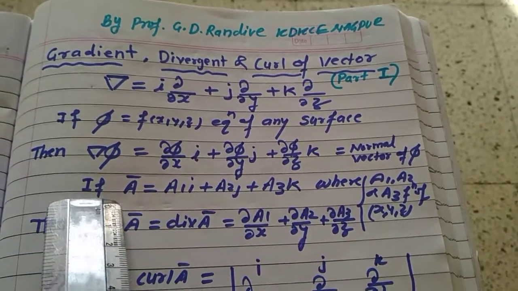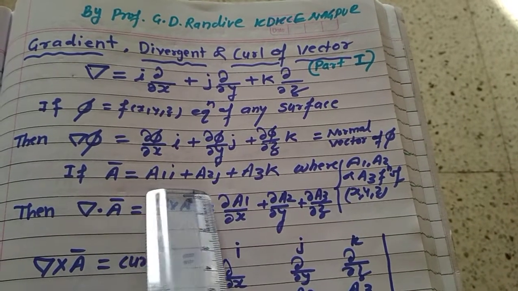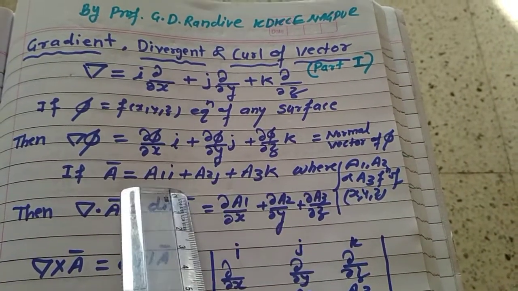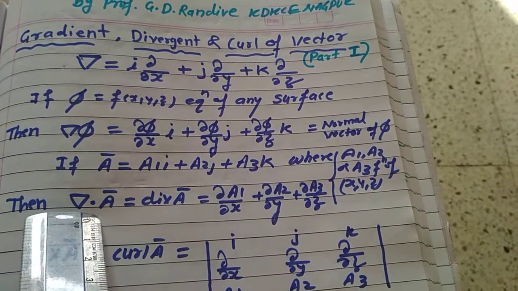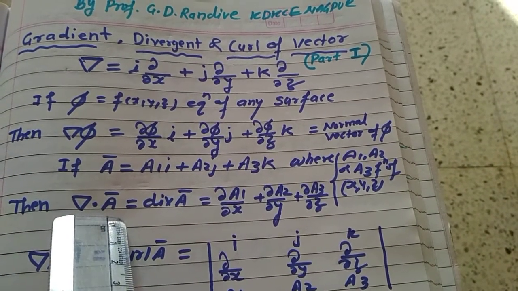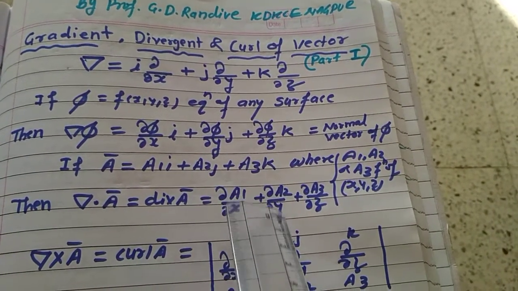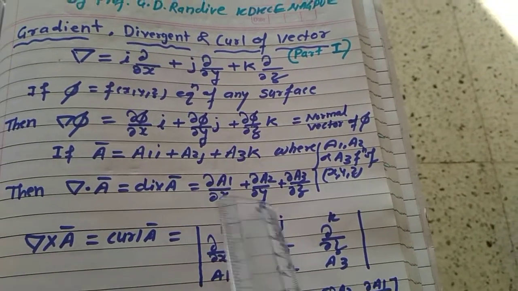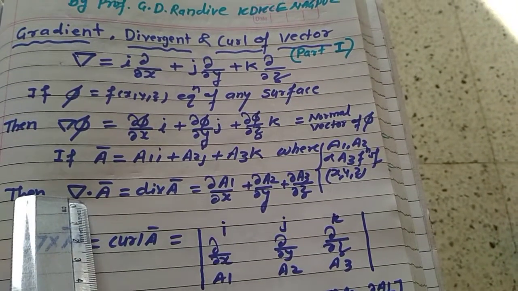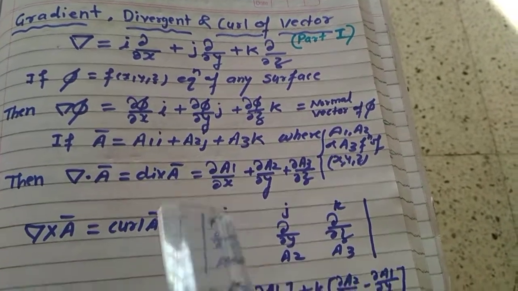Now suppose vector A is any vector a1 i plus a2 j plus a3 k, where a1, a2, a3 are functions of x, y, z. Then del dot A is called the divergence: del a1 by del x plus del a2 by del y plus del a3 by del z, and your answer is a scalar. So it is the dot product between the del vector and a vector; you know how to make a dot product, i with i, j with j and k with k.